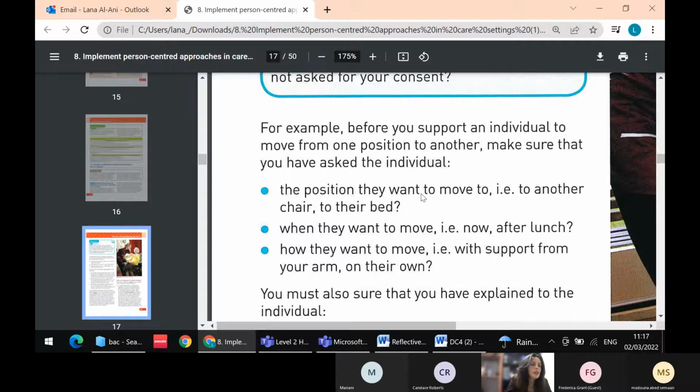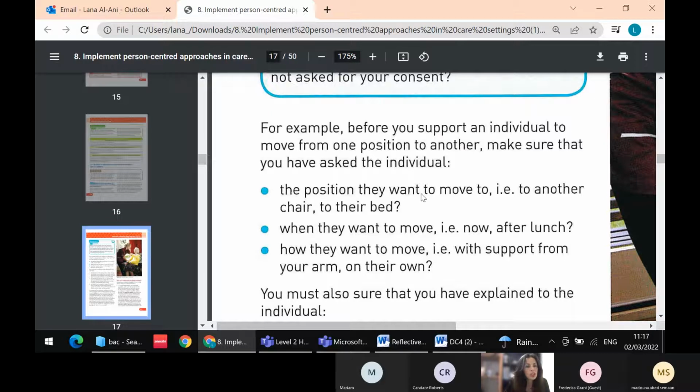So here we have an example for you. Before you support an individual to move from one position to another position, I need to ask them, do you want to stay here, or do you want to move to another seat where it is much more comfortable? Do you want to stay in bed the whole day? Or even in the hospital, when you go, they come and ask you, do you want to sit on the chair, or do you want to stay in bed, for example?